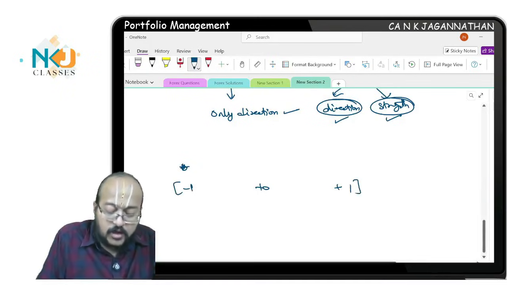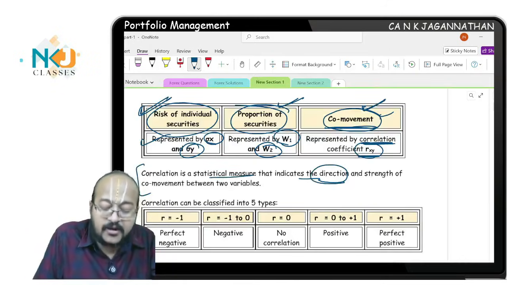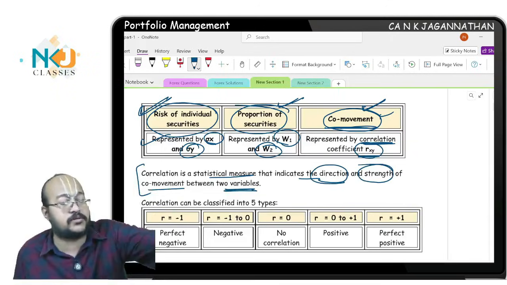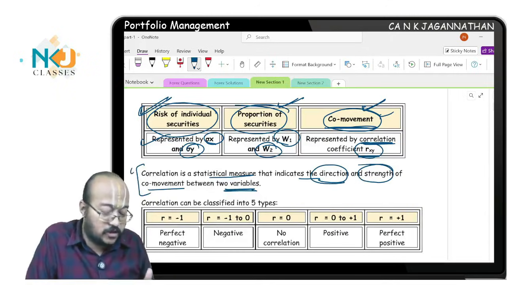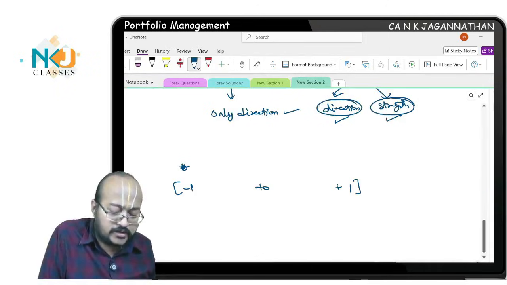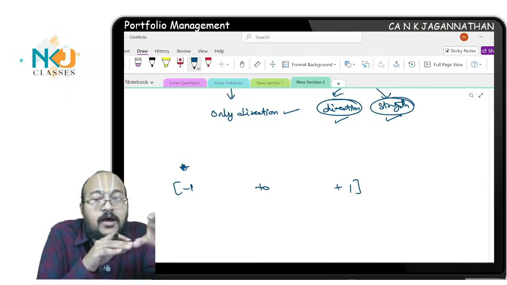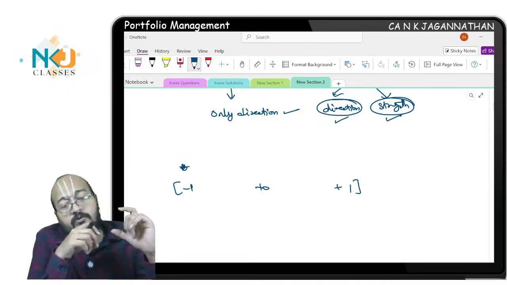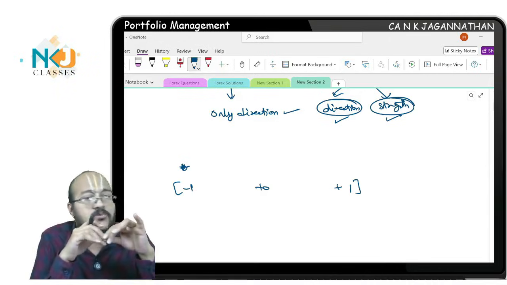I have put it here: correlation is a statistical measure that indicates the direction and strength of the co-movement between two variables. When I discuss covariance, I will discuss how it is different. At that time, this will be very useful to understand. We are discussing correlation here, not co-movement, because the standard deviation of the portfolio in the formula has R, which is the representation of correlation. Covariance, how to find out? We will discuss this in the next step. First we will analyze how to find out the correlation.